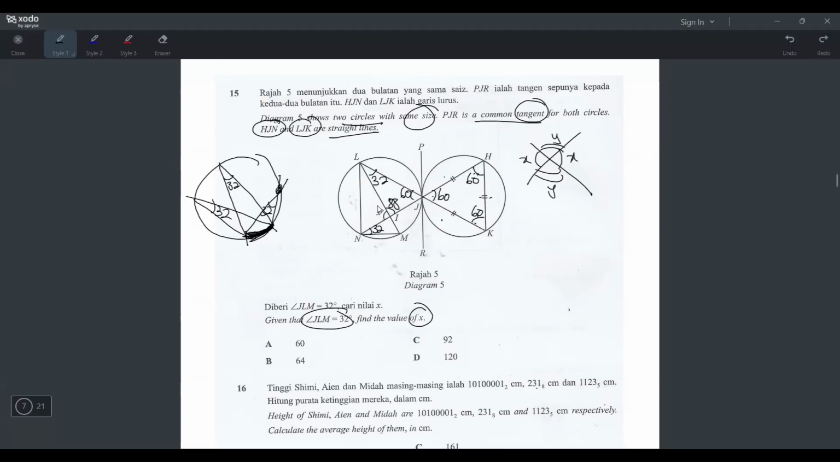Now we can find x. How to find x? Okay, this is a straight line. Straight line angle must be 180. So just press 180 minus 88. And if you do that, you will get 92. Okay, 180 minus 88, I got 92. So, that's right, 15 answer is C. Okay, done.